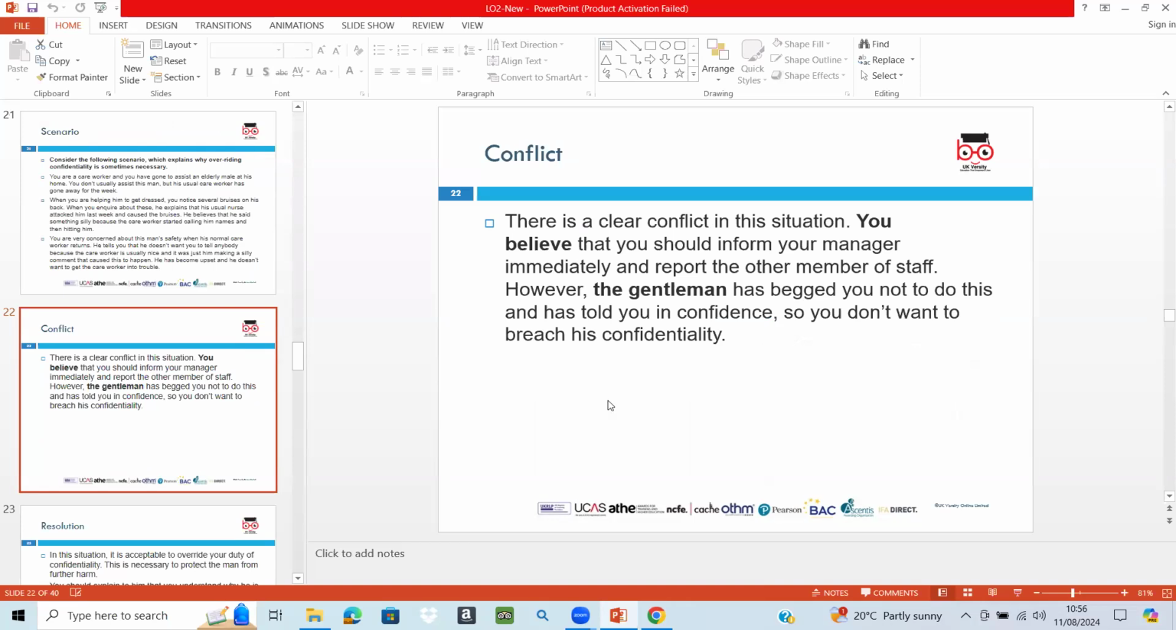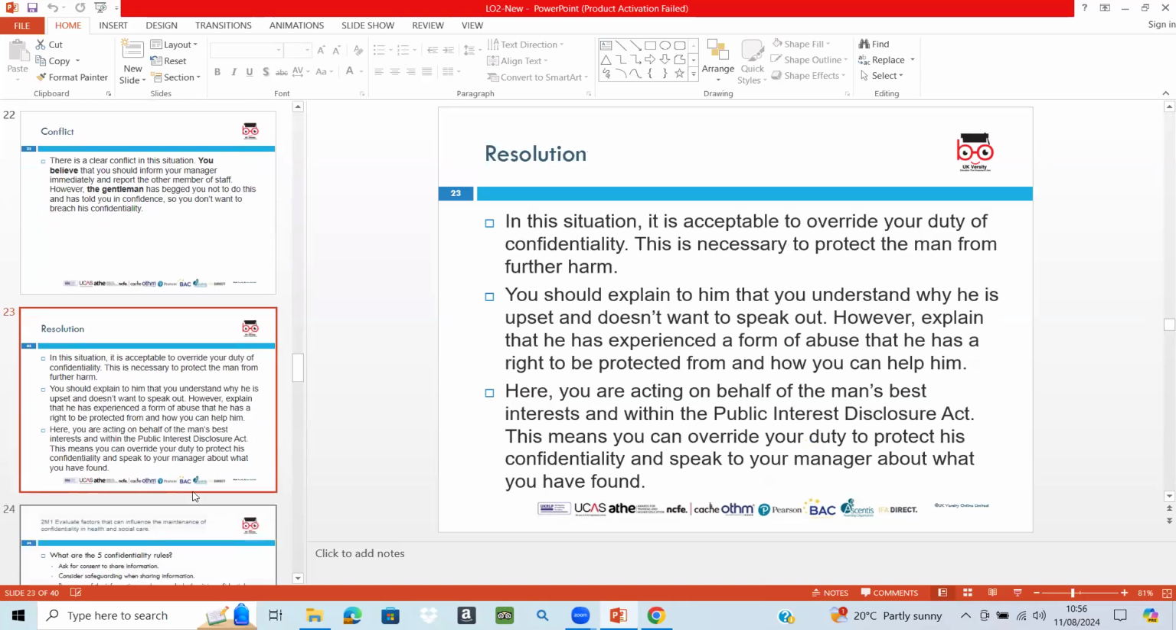Right. This was about the situation which we have discussed, what we would do in this situation. Here they have mentioned that you are acting on behalf of the man's best interest and within the Public Interest Disclosure Act. This means we can override your duty to protect his confidentiality and speak to your manager or any authority about what you have found.